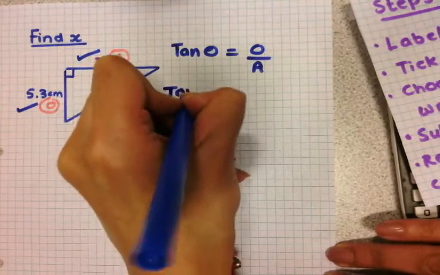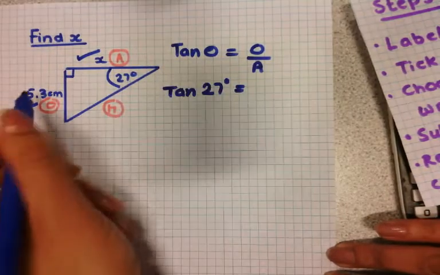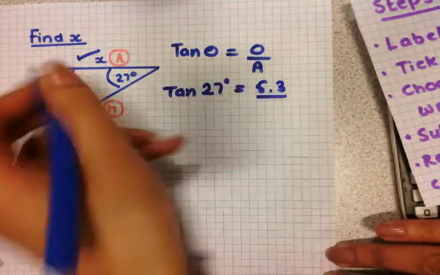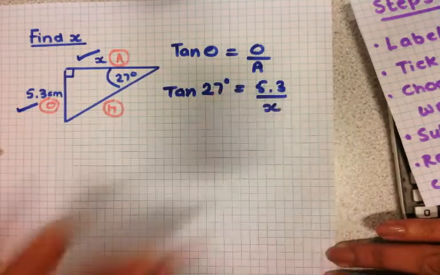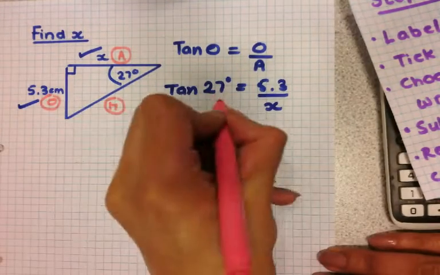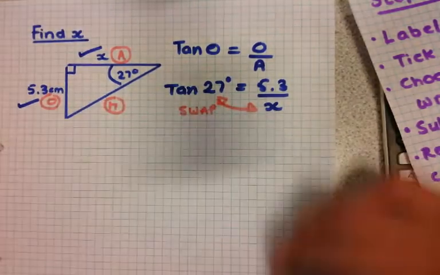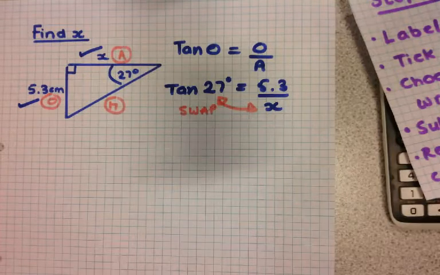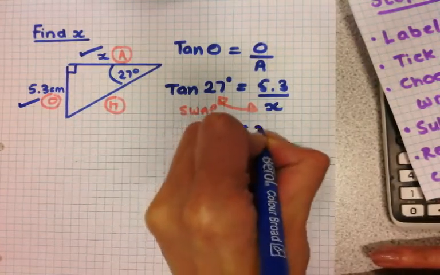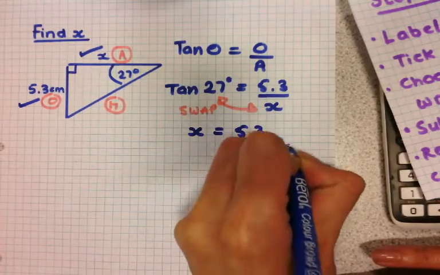So tan of 27 degrees is equal to opposite. So opposite is 5.3 over A is x. So again, we're faced with the same situation. The x is at the bottom. So let's do that swap move. You don't need to write swap, but I'm just doing it to remind you. So x is equal to 5.3 over tan of 27 degrees.